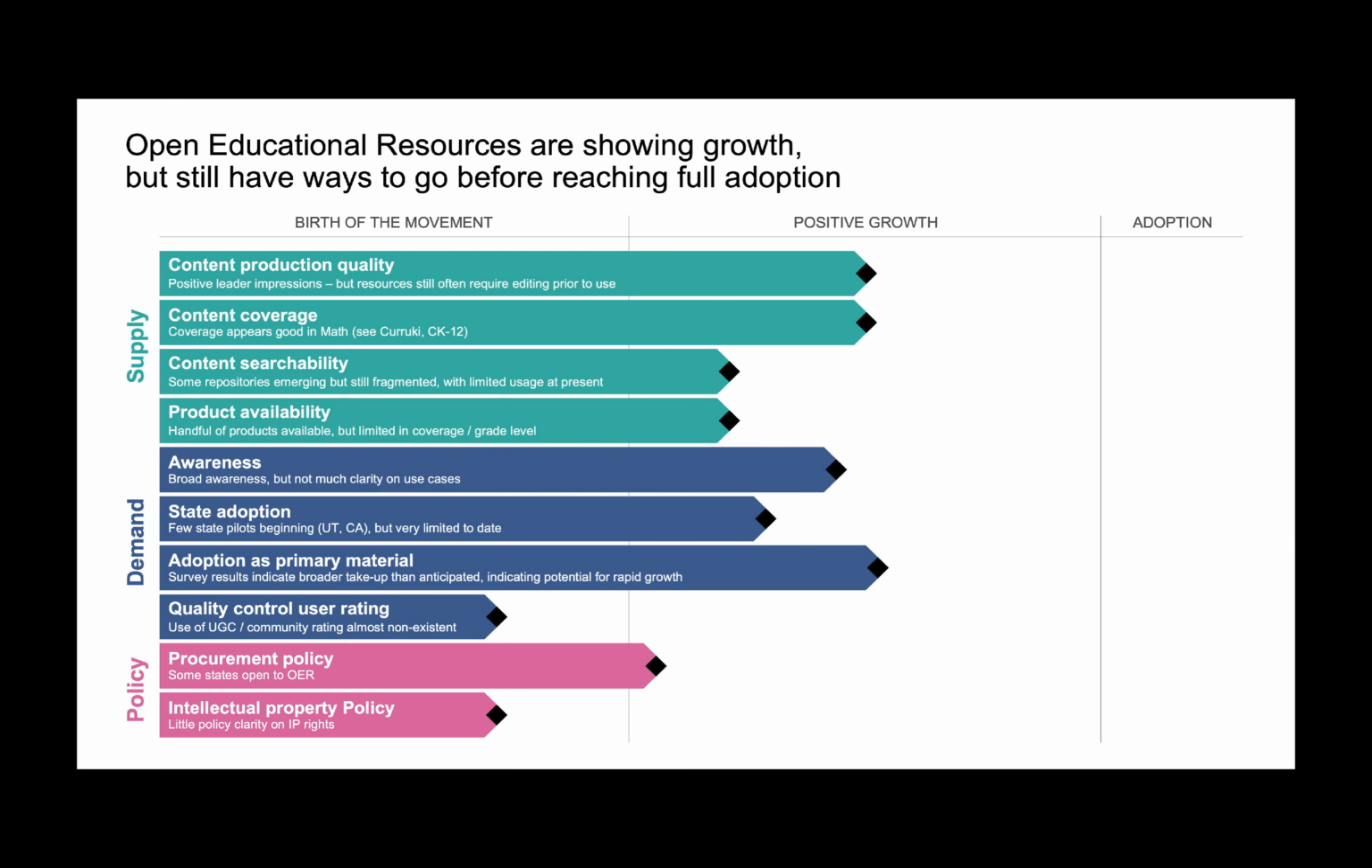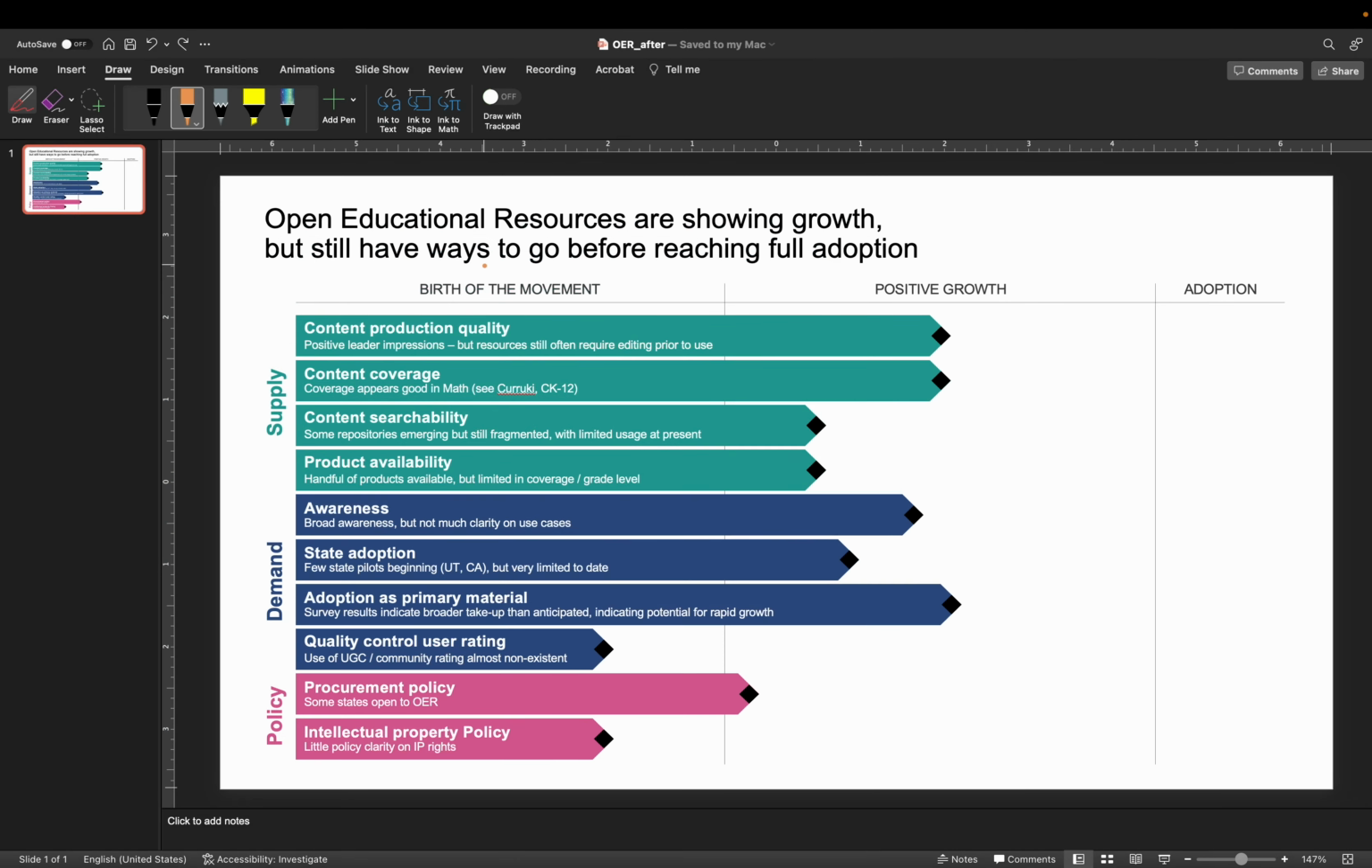For the maturity graphic that was at the top of the previous slide, I've gone with something that's a lot more minimalist. We still have the birth of the movement, the positive growth, and the adoption, but they were in a heavy chevron shape before, and what I've done is I've taken that and I've moved it into the individual items, just so that their progress really pops. I kept the groupings by color. I thought that made sense. We still have supply, demand, and policy.